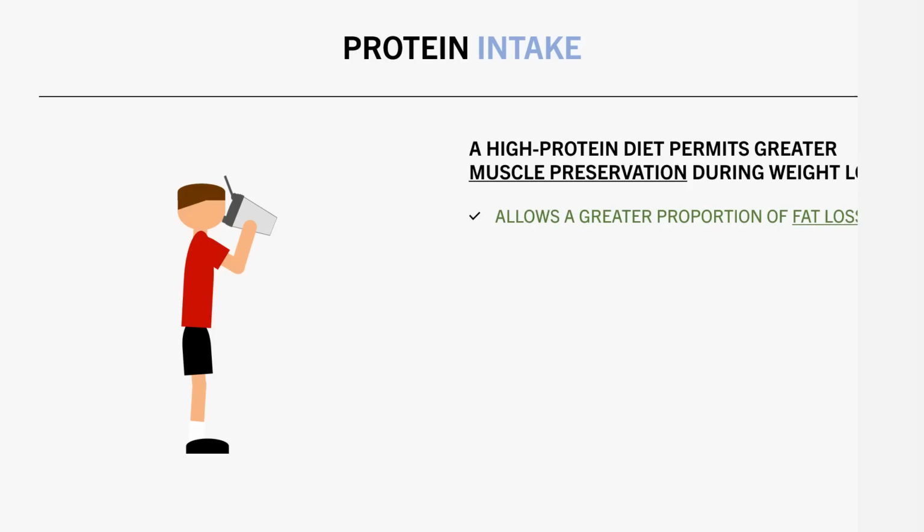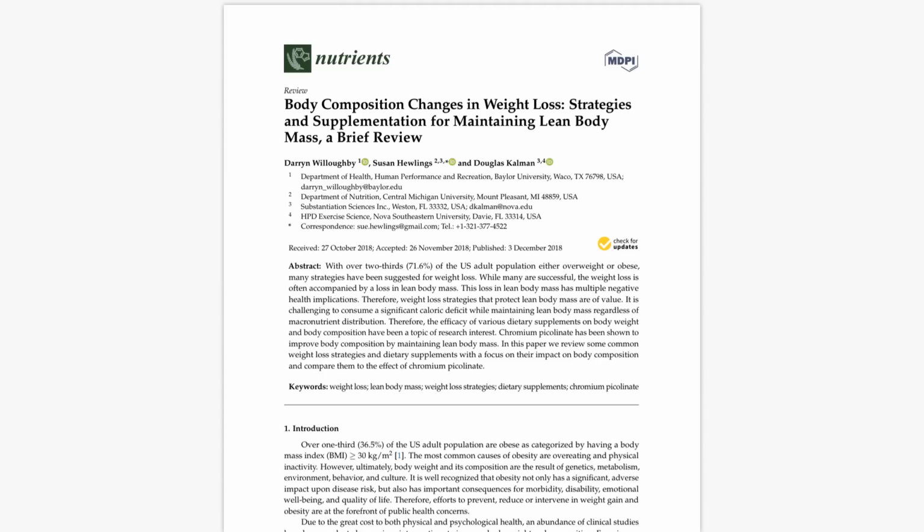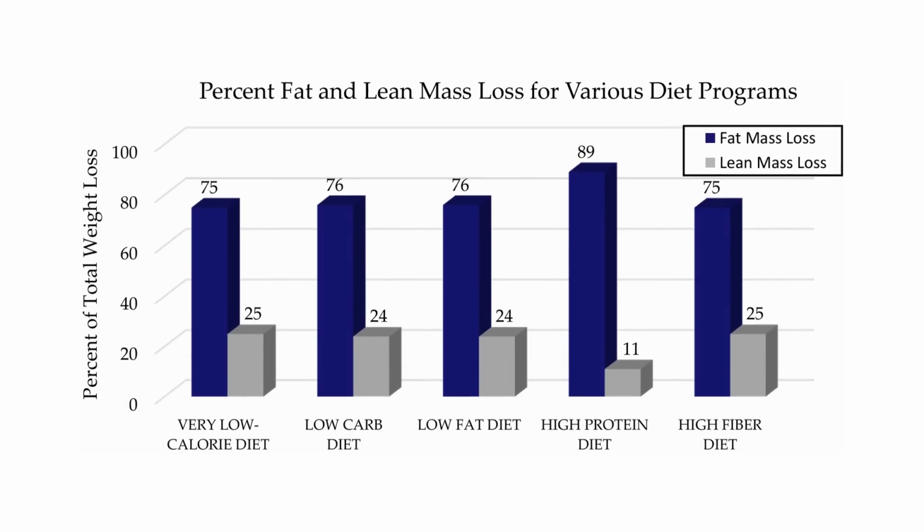For example, this review paper explored body composition changes with weight loss. This graph shows some examples of how much fat mass versus lean mass was lost in various different studies with different diet strategies. In most cases, around 25% of the weight that was lost came from lean mass, while the rest came from fat mass. Although high-protein diets typically result in less muscle loss and therefore a greater proportion of fat loss.